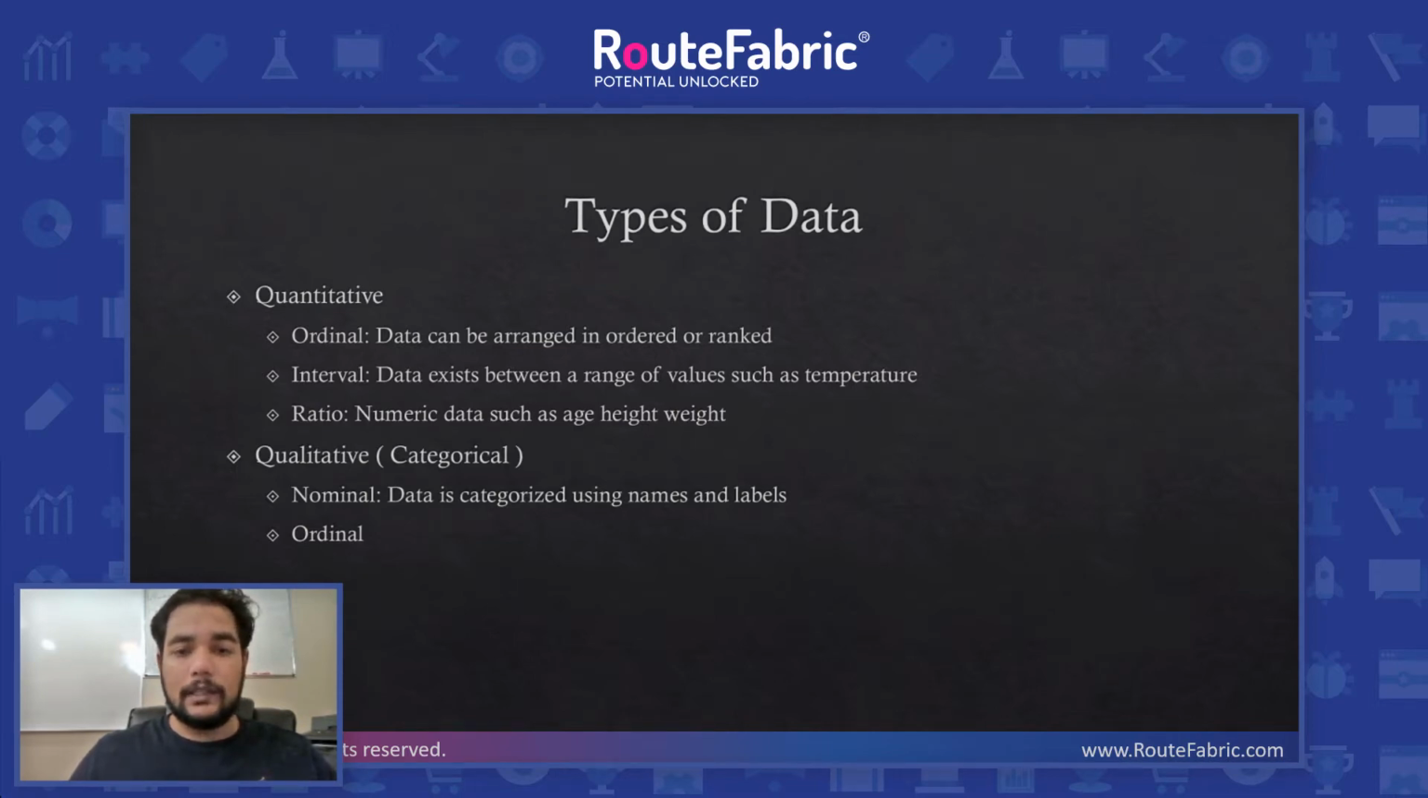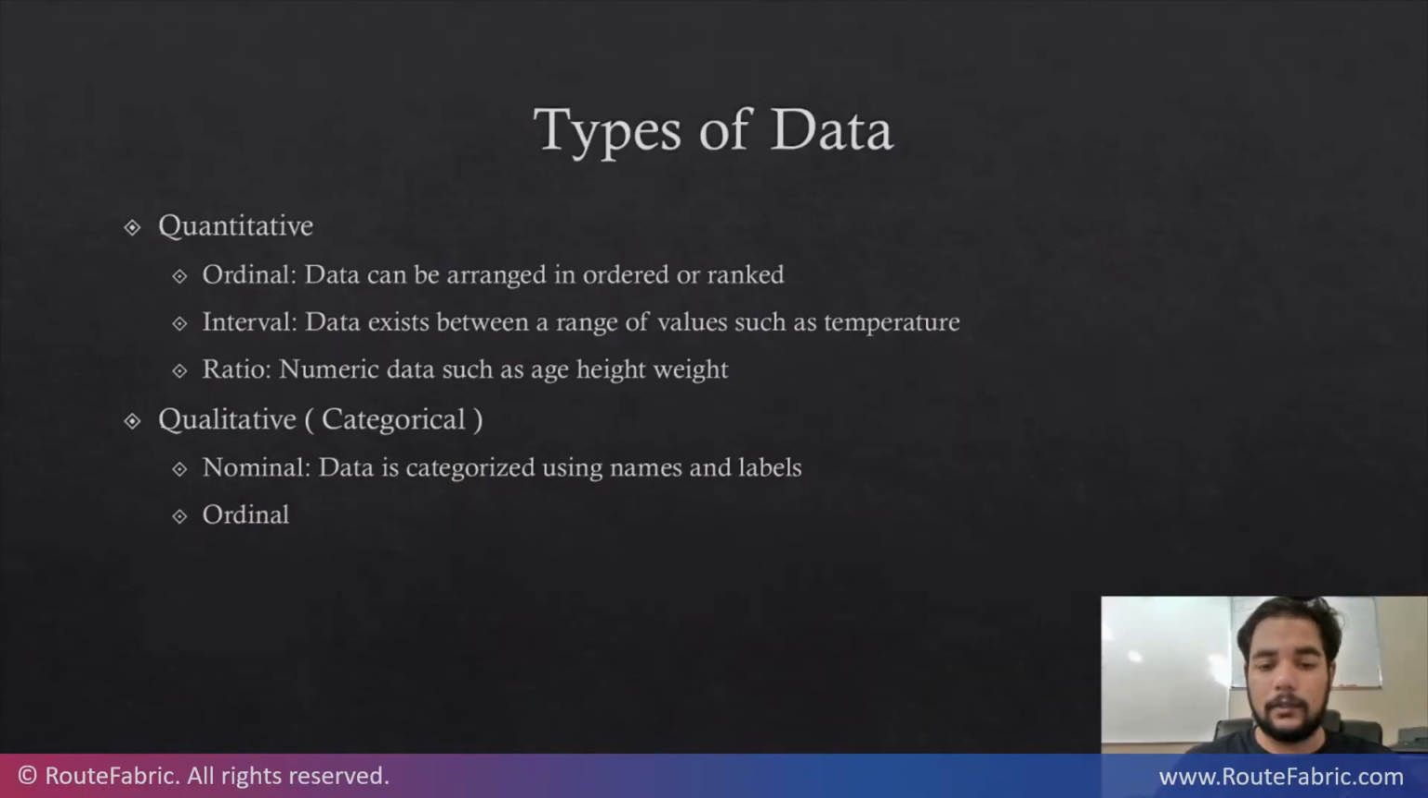Next up, we have qualitative data, or else categorical data. Qualitative data is also split up into two types, nominal and ordinal. As we already discussed, ordinal is the data that can be arranged in order or rank, and nominal data is categorized using names and labels. These are usually first names, secondary names, last names, company names, and etc.